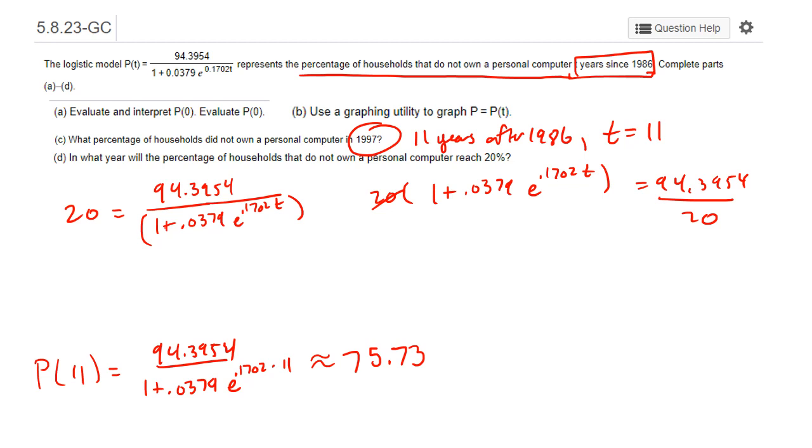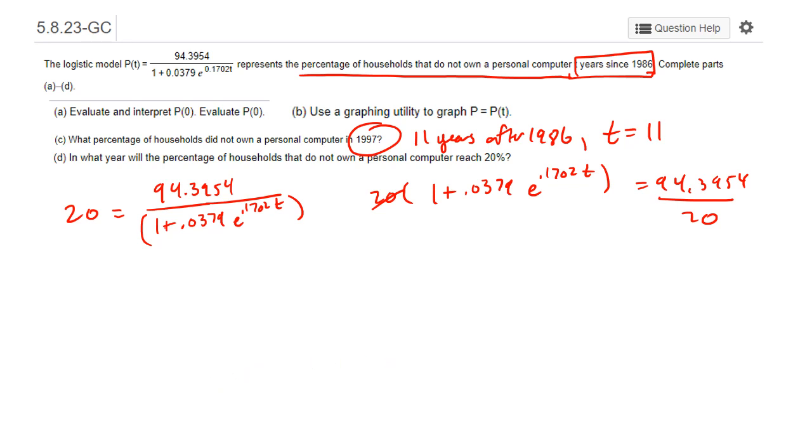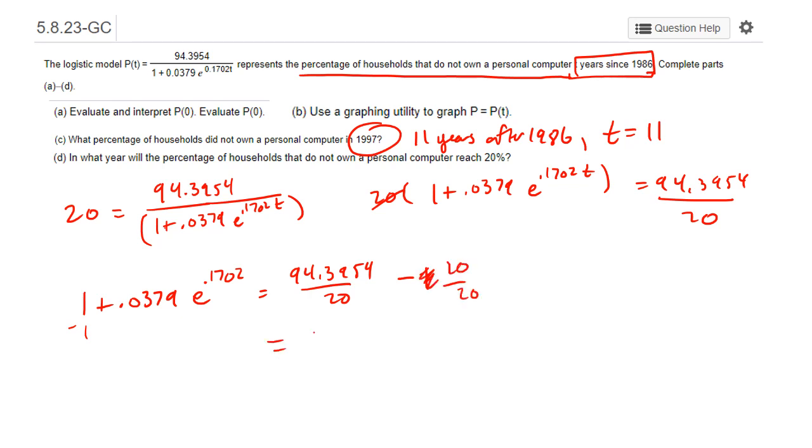So now what we have is, again, I just need a bit more space because the fact that they've given us 4 decimal points of accuracy for all of our numbers just means this takes a lot of time to write. On the left we have 1 plus 0.0379 times e to the 0.1702t is equal to 94.3954 over 20. Now I'm going to subtract 1. Notice that 1 can be replaced with 20 over 20. So on the right, I can just call this 74.3954 over 20. And on the left, I have 0.0379 times e to the 0.1702t. Divide both sides by 0.0379.